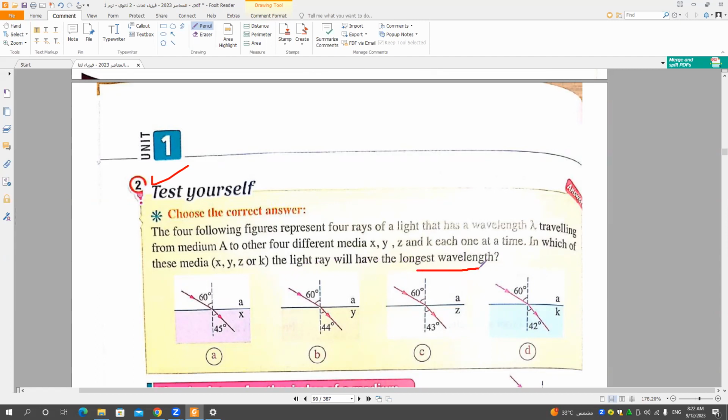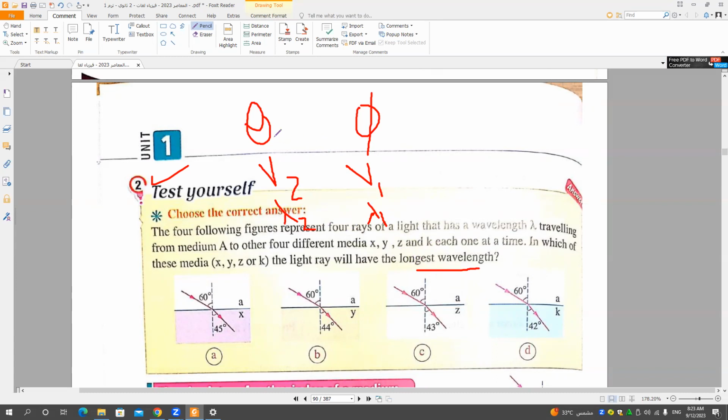Longest wavelength means what, guys? The higher speed. Longest wavelength, higher speed, and the greatest angle. Why? Because theta is the angle of refraction, and phi is the angle of incidence. Longest wavelength means V2 greater than V1, the greatest angle and the greatest speed.